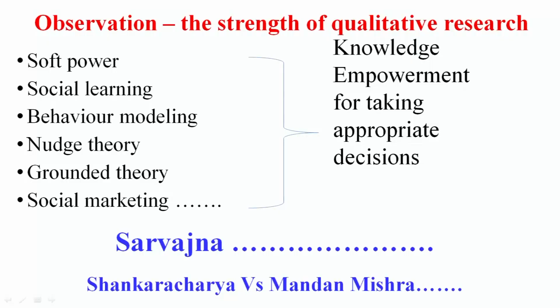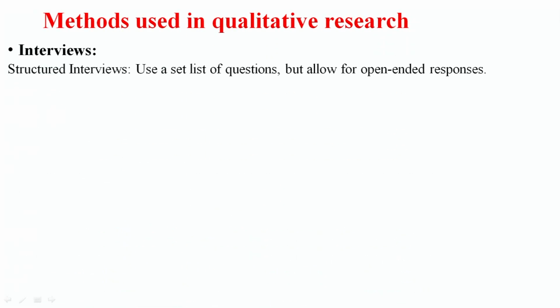So, how minute the observation should be. This is the importance of observation in the case of social sciences. When it comes to observation, we think that we have to look only through a microscope. Yes, that is for the life sciences and physical sciences. We do agree it has its own relevance, but in social sciences also, there is a need for critical observation. Then coming to the methods used in qualitative research.